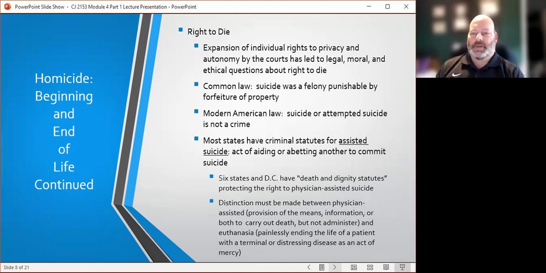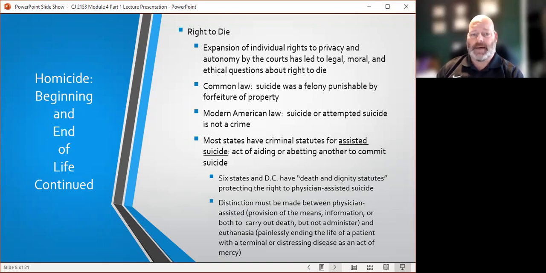In terms of a discussion about homicide and criminal homicide, that discussion has to include an individual's right to die. This is an expansion of individual rights to privacy and autonomy by the courts, which has led to legal, moral, and ethical questions about the right to die. Within the common law, suicide was a felony, punishable by forfeiture of the person's property. But under modern American law, suicide or even an attempted suicide is not a crime.